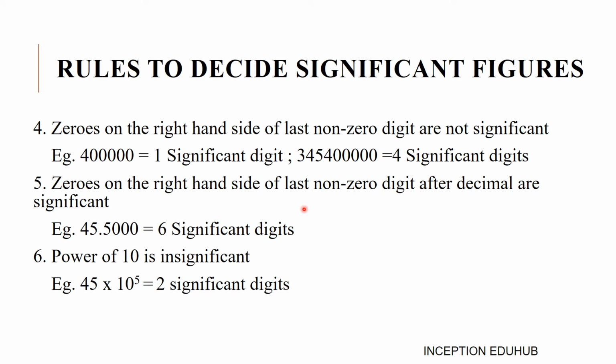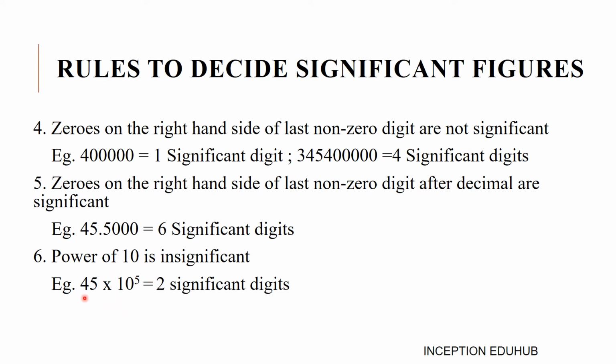Proceeding with the rules, the last rule is the power of 10 is always insignificant. So if I'm writing a number in the form of scientific notation, I am sure you remember we studied it just 2-3 slides back. If I'm writing a number in scientific notation, the digits of the power of 10 are always going to be non-significant or insignificant.